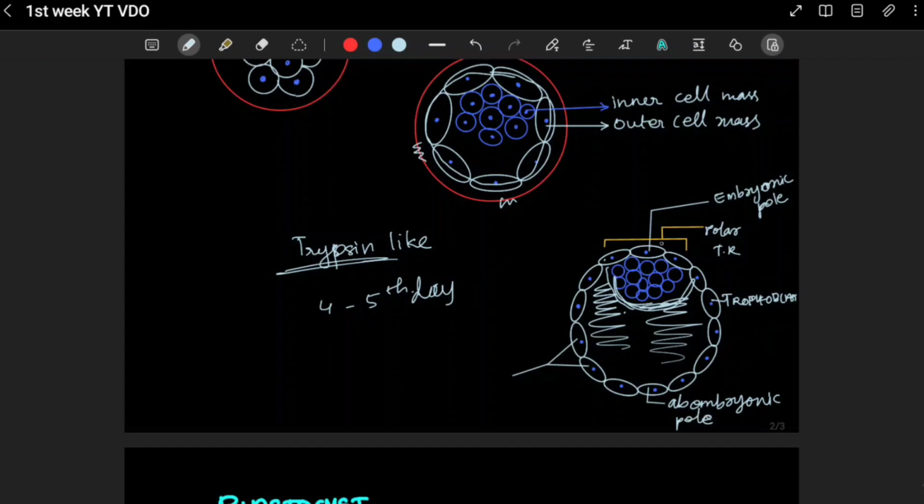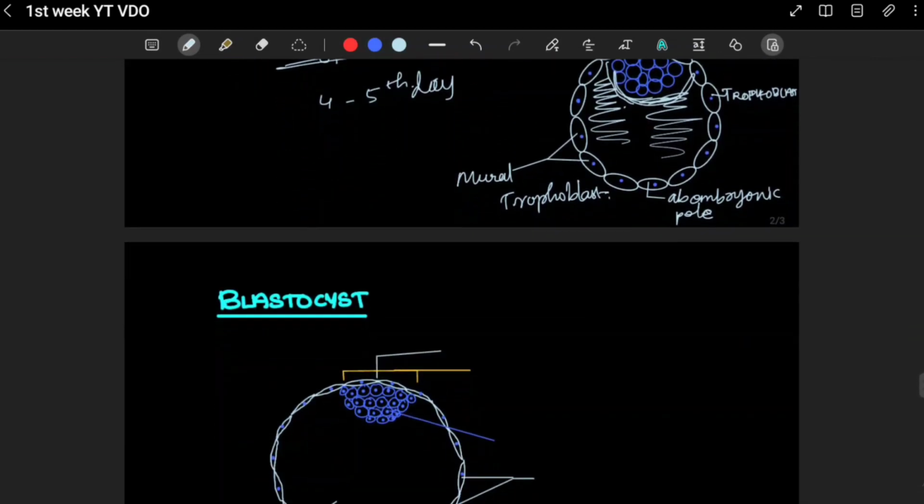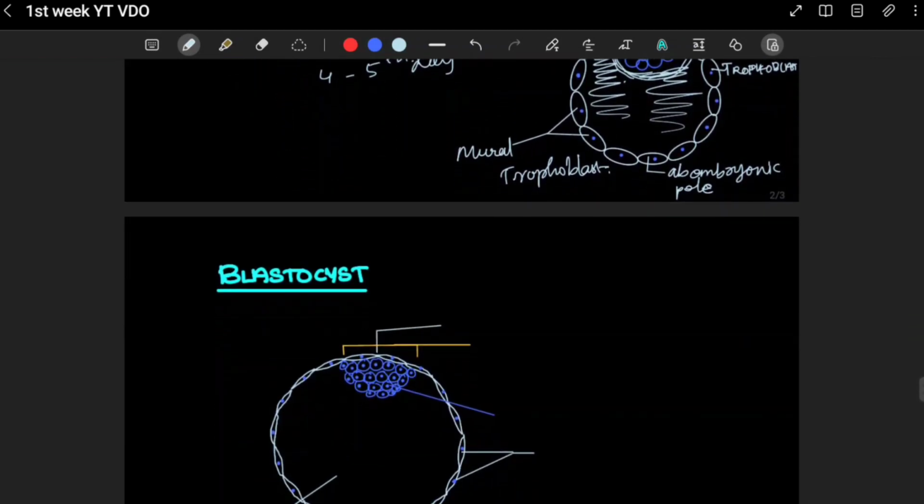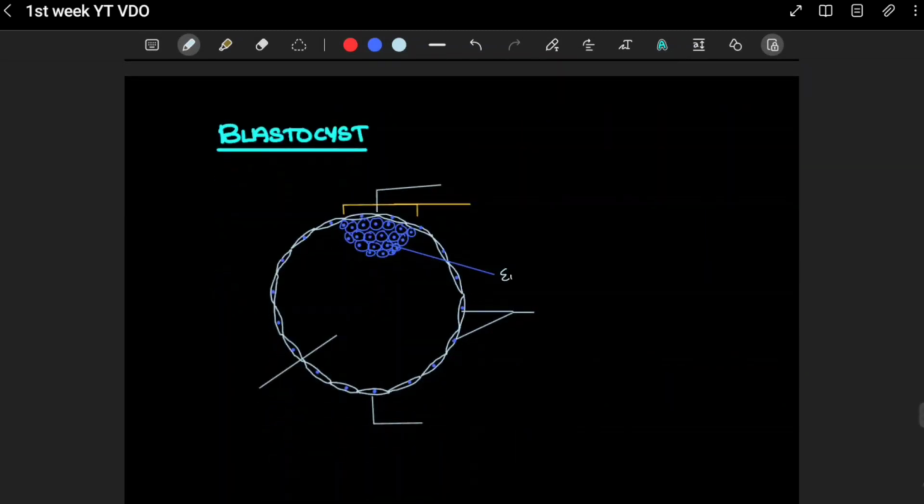Also, all the other outermost cells, the trophoblast, are called mural trophoblast. Okay, now this outer cell, the trophoblast, will again be flattened, and the inner cell mass will now be called the embryoblast. Okay, this is the trophoblast.